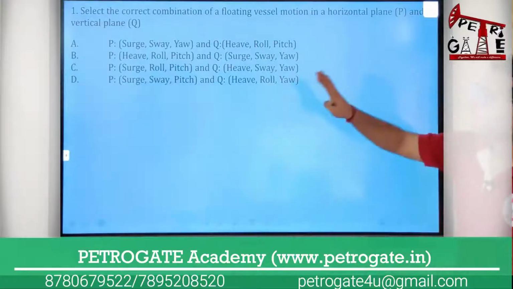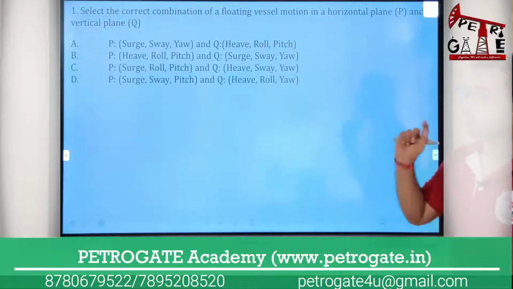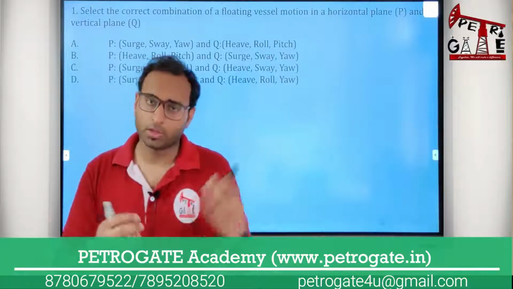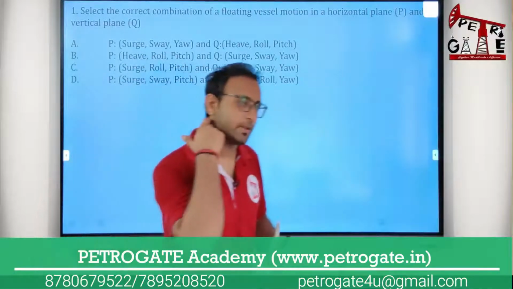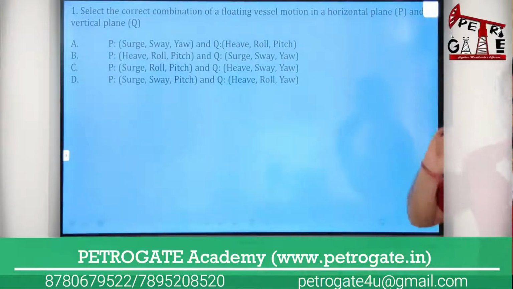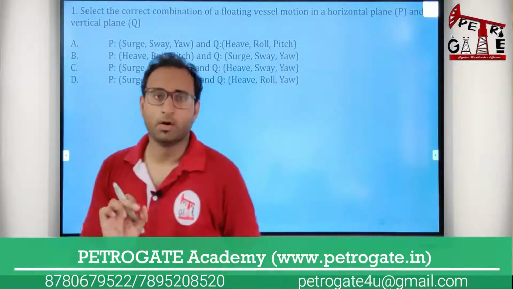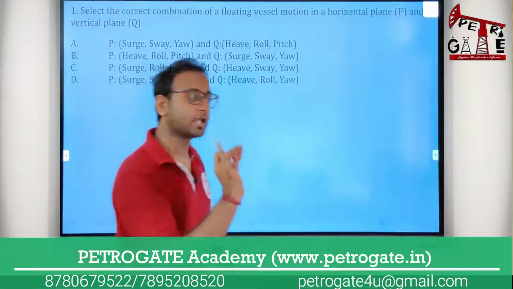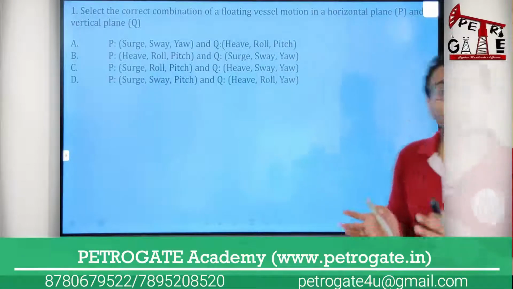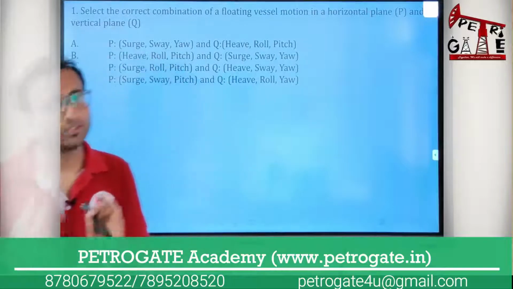Now you will see: select the correct combination of the floating vessel's motion. Floating vessels we already saw in the GATE 2016 paper, and I explained all the concepts there. We discussed all the concepts related to the motion of the vessels, and I told you that a vessel has six degrees of freedom: three translational and three rotational.